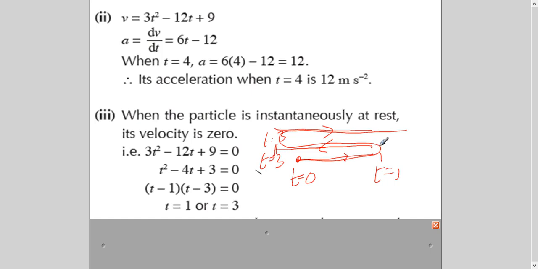It doesn't mean from here till here it is 3 seconds. It means from the beginning till here it is 3 seconds, right? So this is how you will get the time when the velocity was instantaneously at rest, and it means at that point the particle was taking a turn again, an about turn.